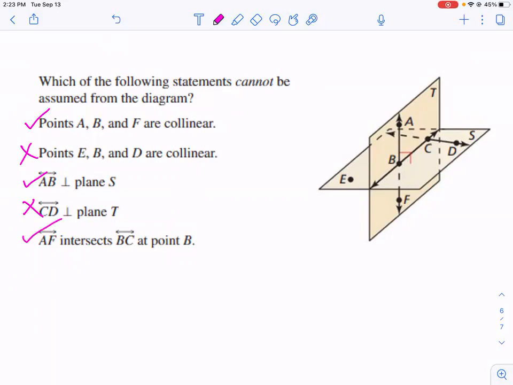Your homework is the student journal page. It starts at the bottom of page 47 and then continues on to 48. That's your homework.